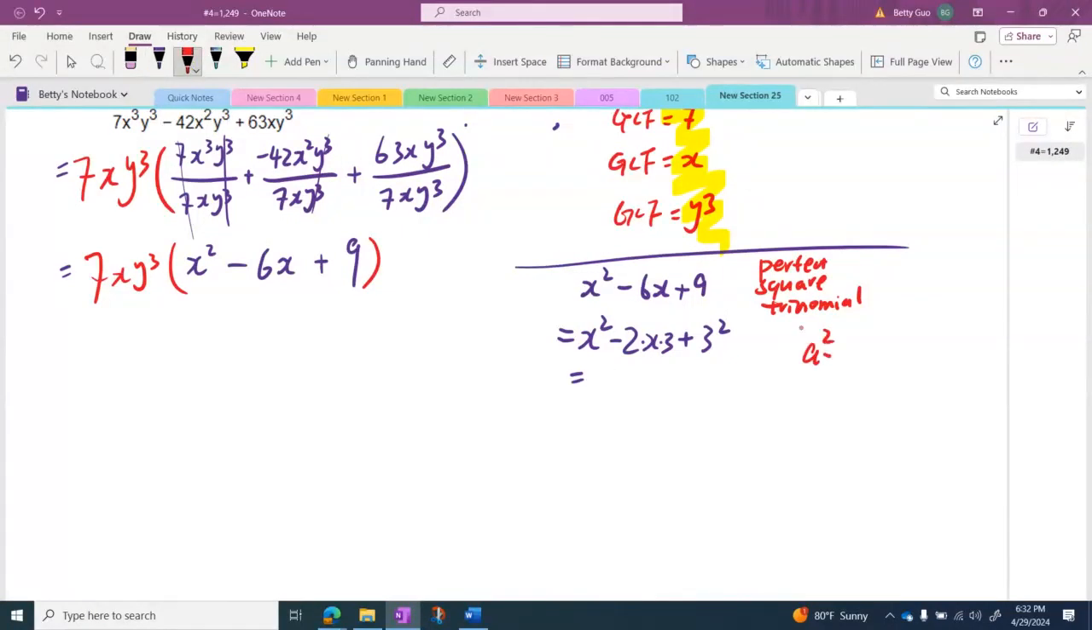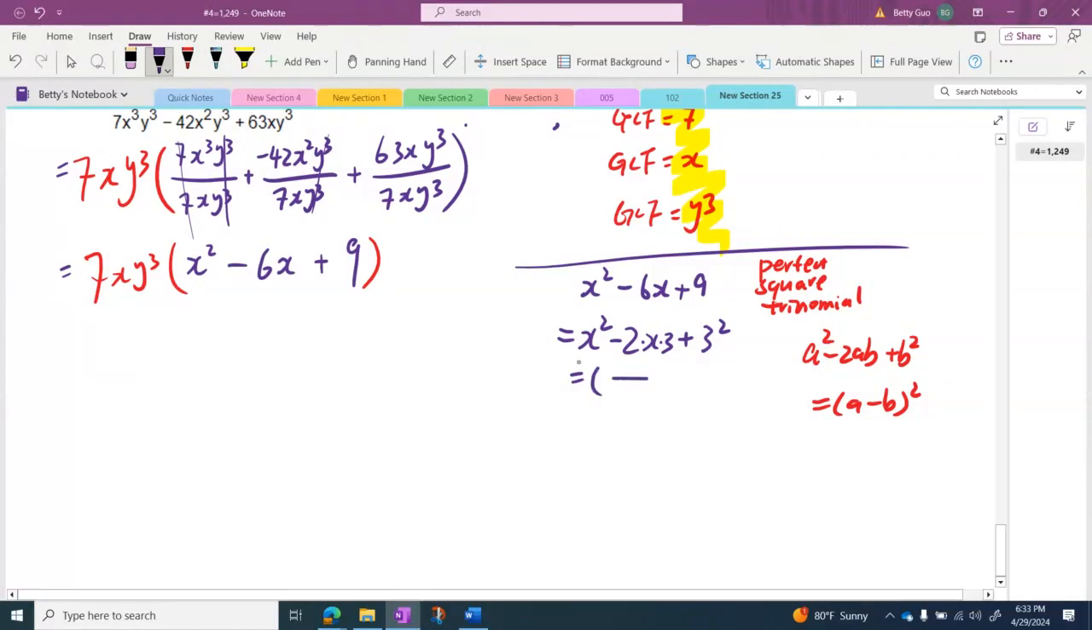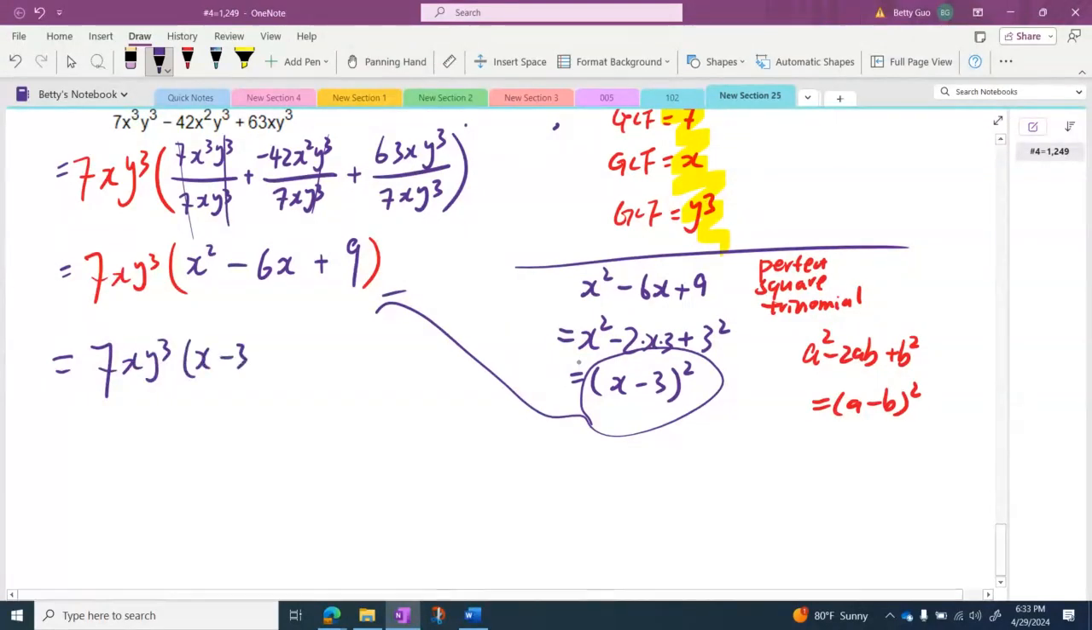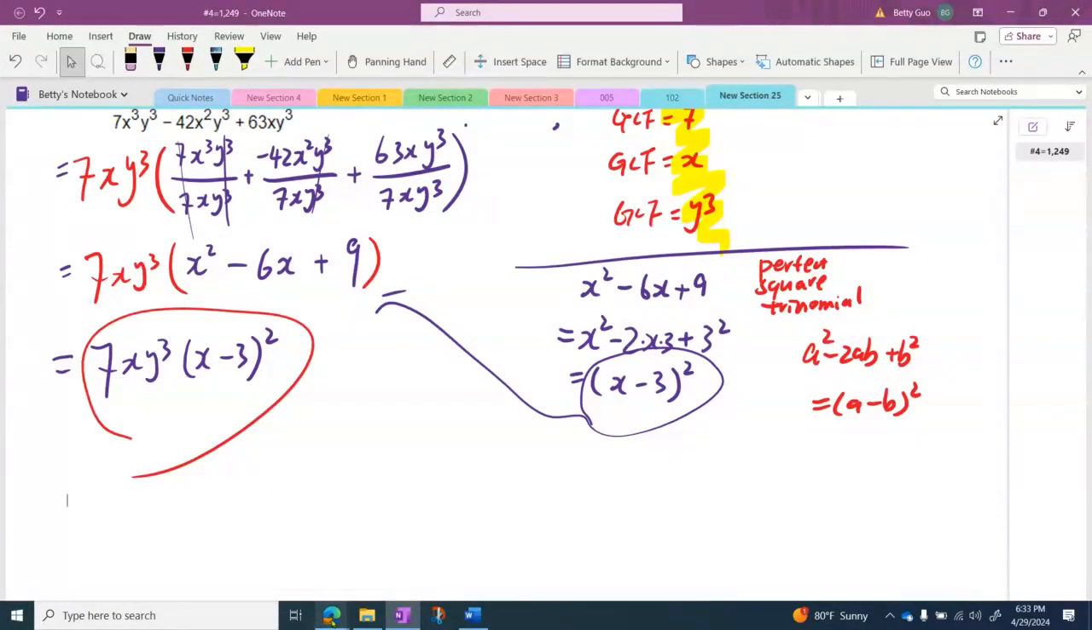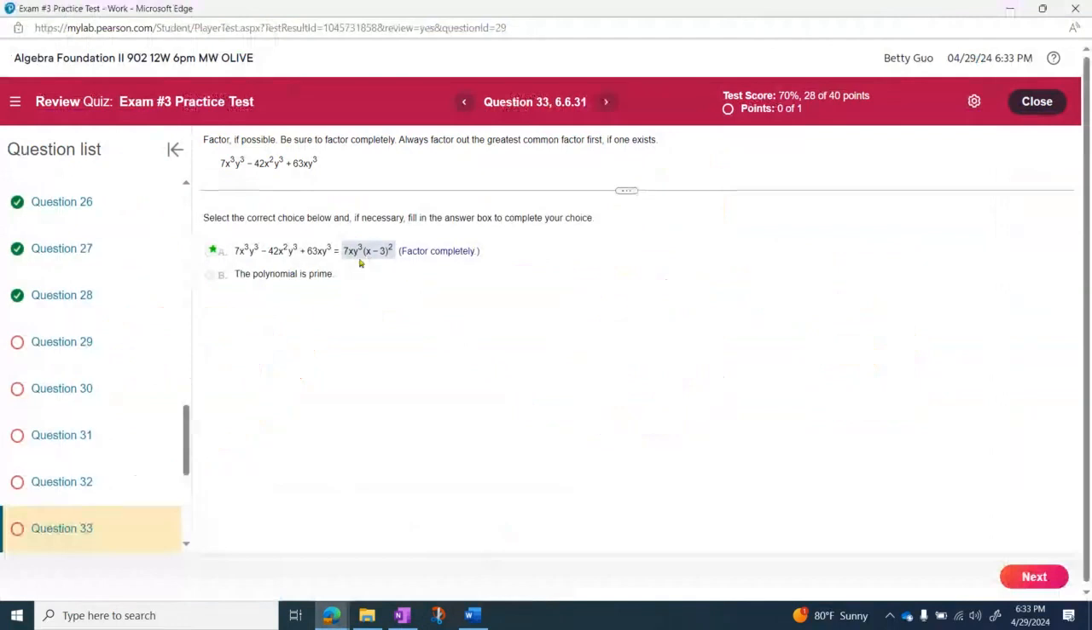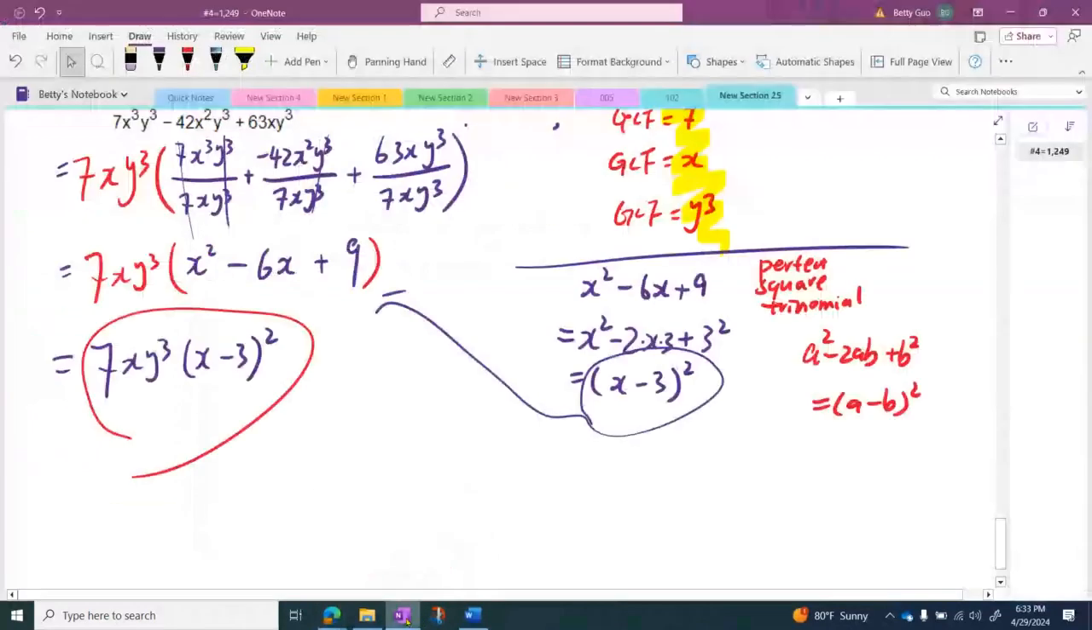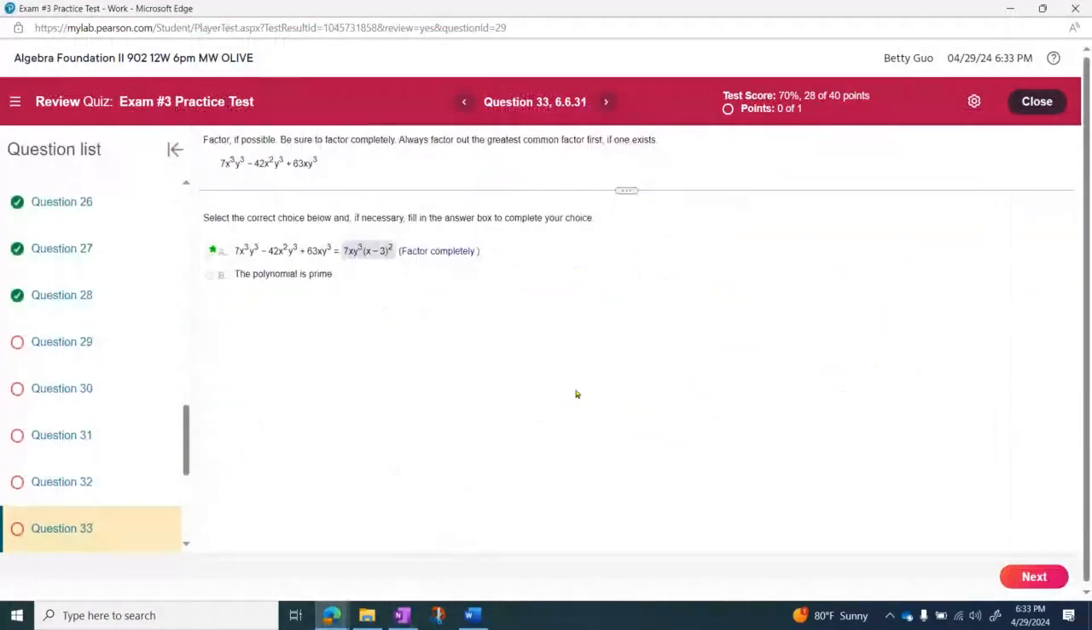Let me write down the formula. A squared minus 2ab plus b squared equals a minus b to the power of 2. So this is x minus 3 to the power of 2. So let's bring this back. And the answer would be 7xy cubed times x minus 3 to the power of 2. This is the answer. Let's go back and see if we got it right. 7xy cubed times x minus 3 to the power of 2. Exactly the same. All right.